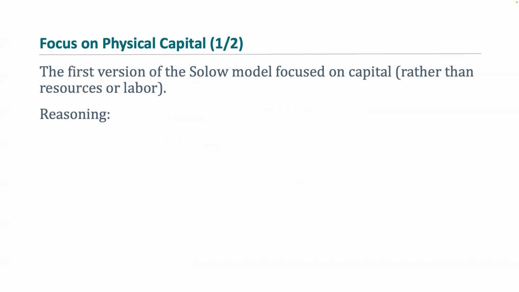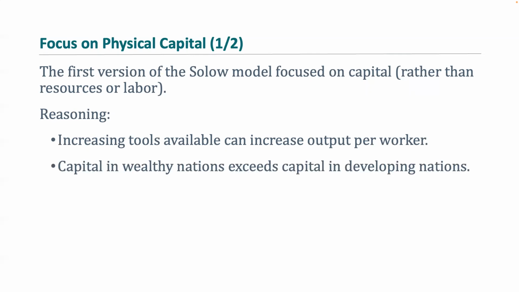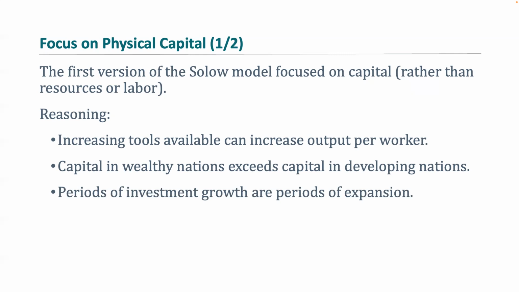Now, growth in real investment is going to be positively correlated with growth in real GDP. So the first version of the production function that we see is going to be the Solow model. And this focused more on capital rather than on resources or labor. The reasoning behind this is that they felt that increasing the tools available would increase the output per worker, and that capital in wealthy nations exceeds the capital in developing nations. So obviously capital had to be a big deal. They also knew that periods of investment growth were going to be periods of expansion.